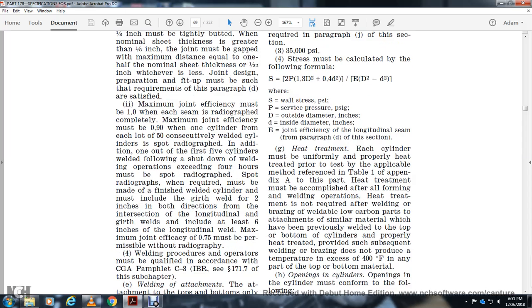Maximum joint efficiency of 1.0 applies with each seam completely radiographed; otherwise the maximum joint efficiency may not be more than 0.90. One cylinder from each lot of 50 consecutively welded cylinders is spot radiographed. In addition, one of the first 5 cylinders welded following shutdown of the welding operation exceeding 4 hours must be spot radiographed. The spot radiographs, when required, must meet the requirements. The finished welded cylinder must include the girth weld over 2 inches in both directions of the intersection of the longitudinal and girth welds, including at least 6 inches of longitudinal weld. A maximum joint efficiency of 0.75 is permissible without radiographic welding.